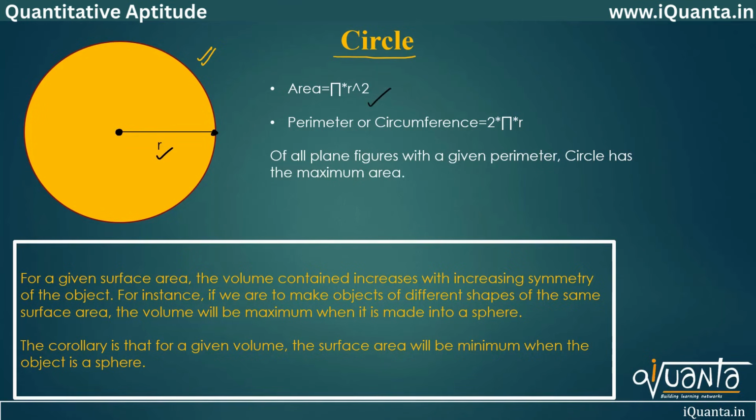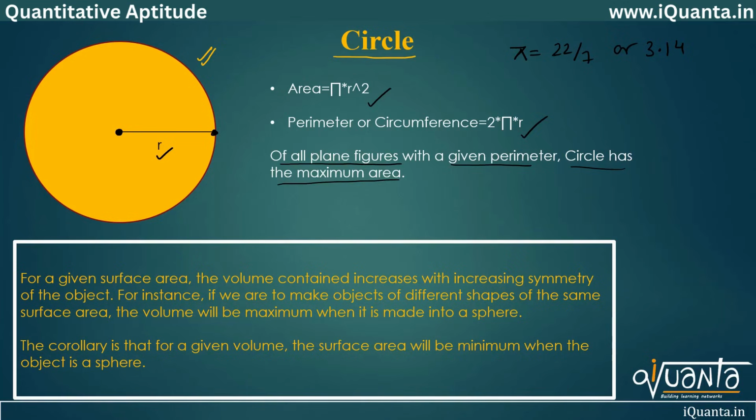So area of a circle is given by pi r square. Perimeter or circumference of a circle is given by 2 pi r. Pi is nothing but a constant having value 22/7, or you can sometimes take it as 3.14 while calculation. We have one more point over here. Of all plane figures with a given perimeter, circle has the maximum area.